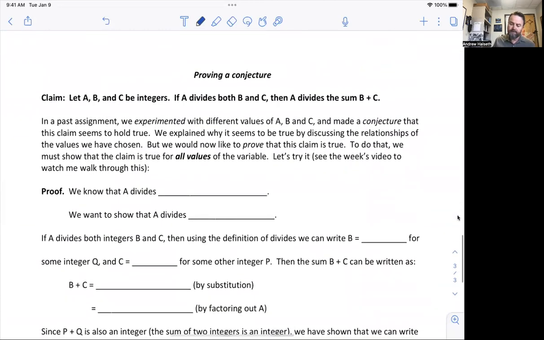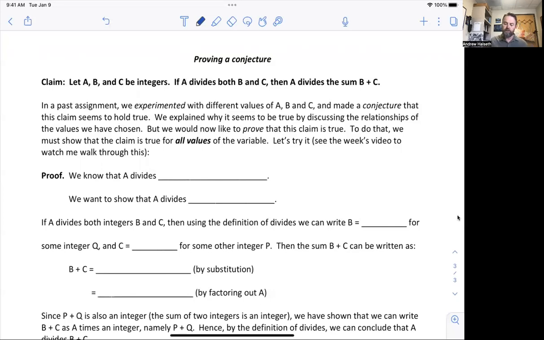Finally, the last thing in this assignment is proving a conjecture. We've had this claim before: let a, b, and c be integers. If a divides both b and c, then a divides the sum b plus c. Okay. Is that even true? And if so, can we prove it? In a past assignment, we did experiment with that, and we made a conjecture that it seems to hold true. We could not find a counterexample.